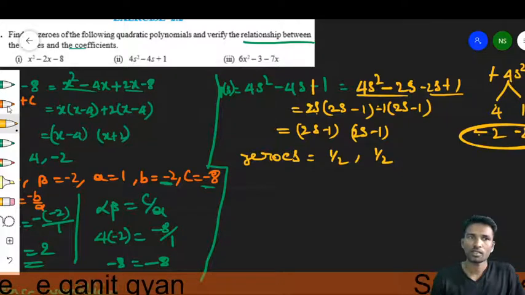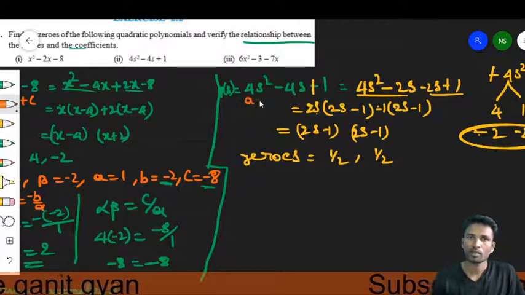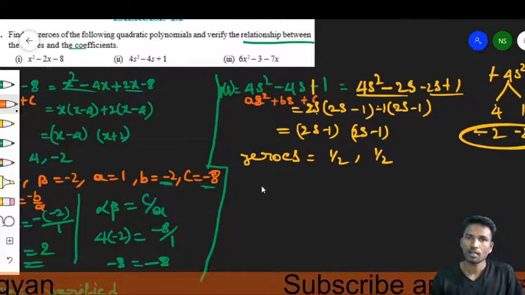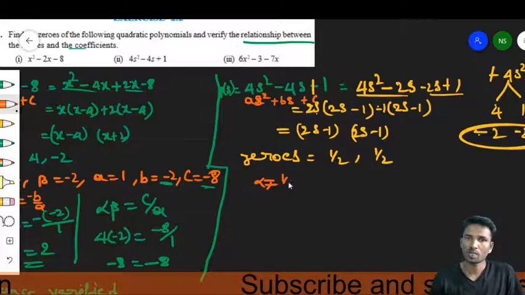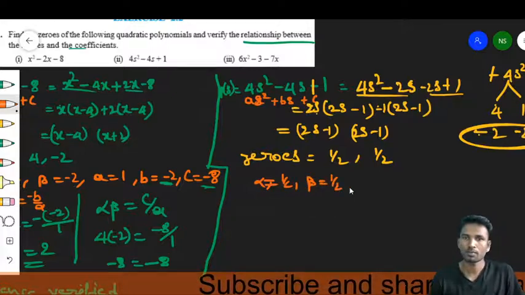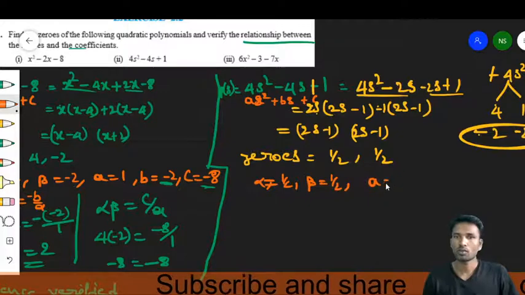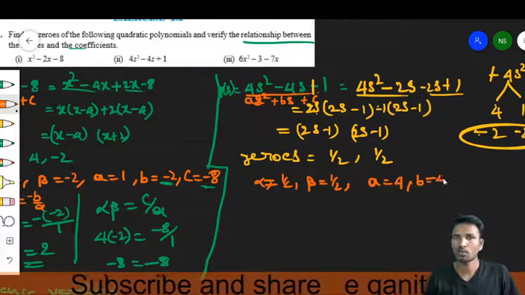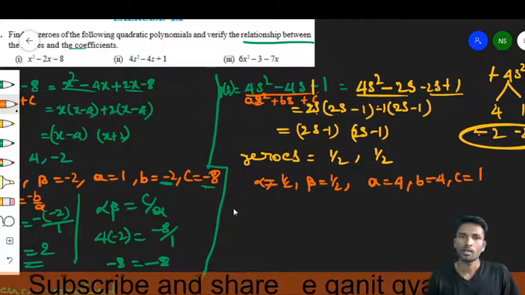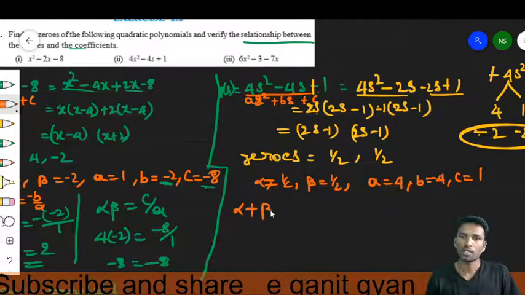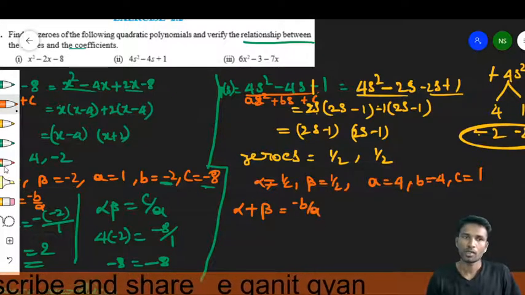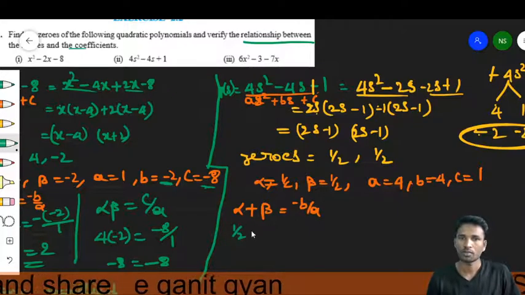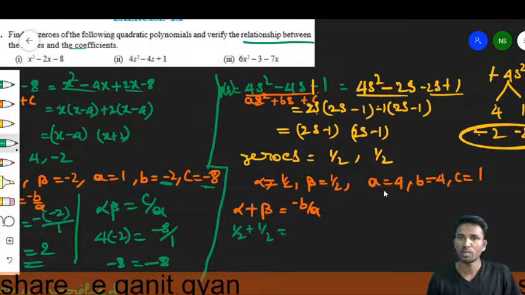Now if I compare this with ax square plus bx plus c, here I already have alpha is equal to 1 by 2, beta is equal to 1 by 2, then a is equal to 4, copying from the polynomial, b is equal to minus 4, c is equal to 1. If I find alpha plus beta, I need to get minus b by a. What is alpha plus beta? Alpha and beta are 1 by 2 and 1 by 2, so 1 by 2 plus 1 by 2, and minus b by a.